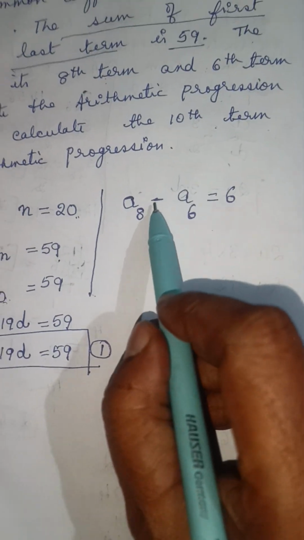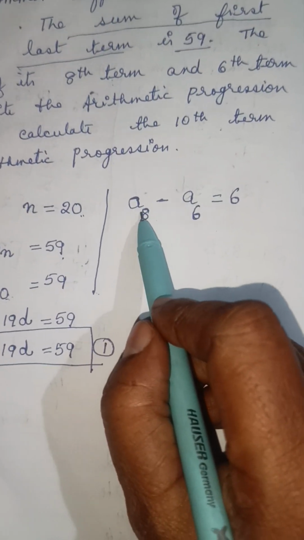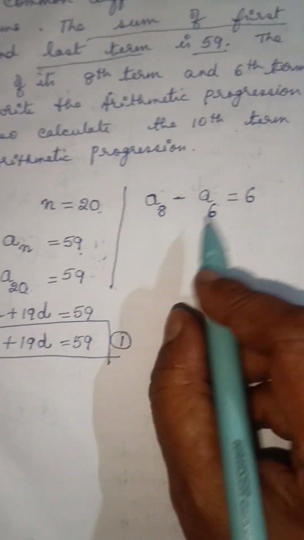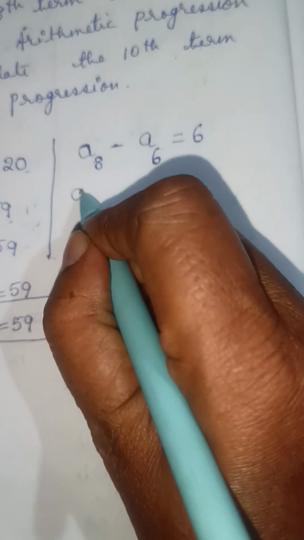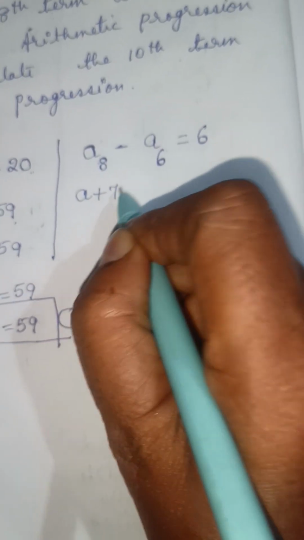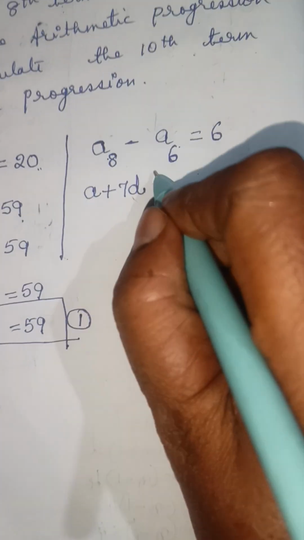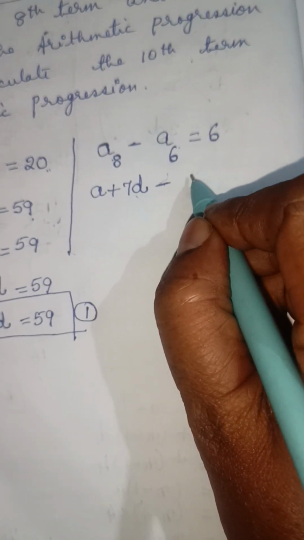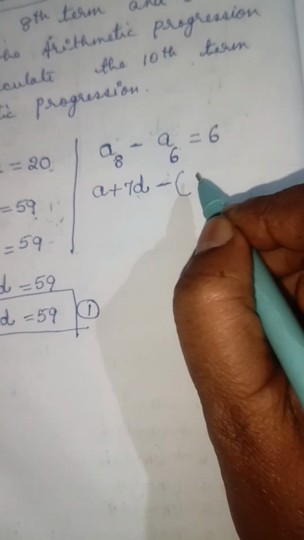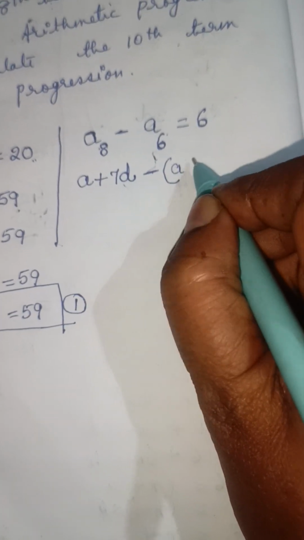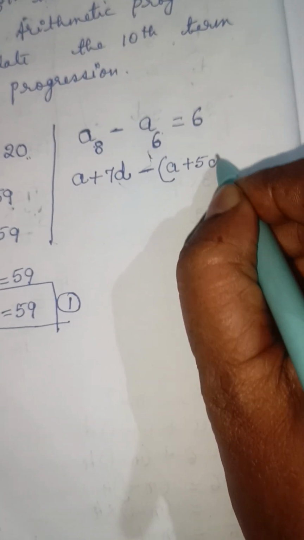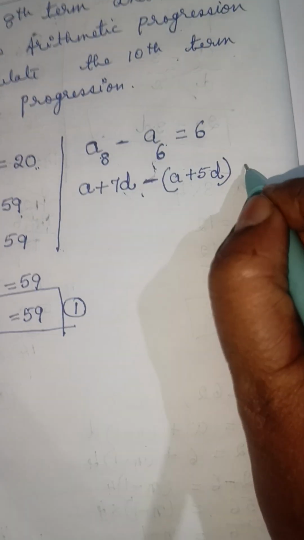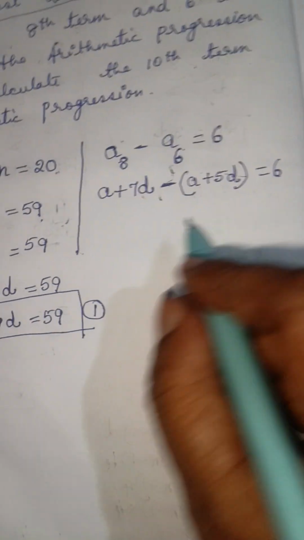So we'll go to the next sentence, which told us that the difference between the 8th term and the 6th term is 6. So the 8th term can be written as A plus 7D. Minus is there, put minus. Whenever minus is there and you have two terms, please open the bracket. A6 can be written as A plus 5D. So there are two terms, so open the bracket here because there is a minus, equal to 6.